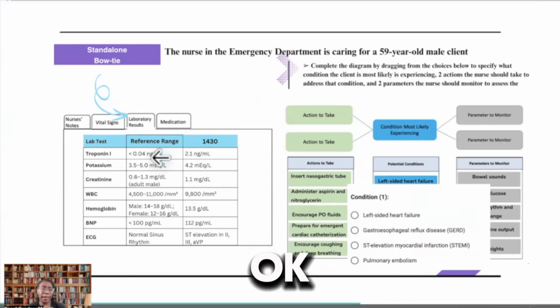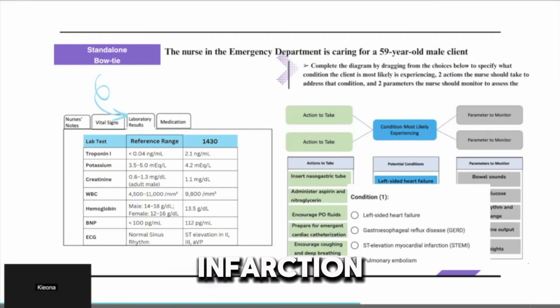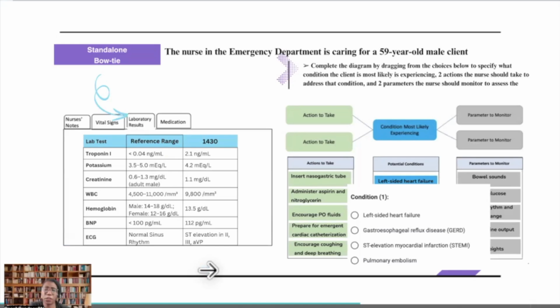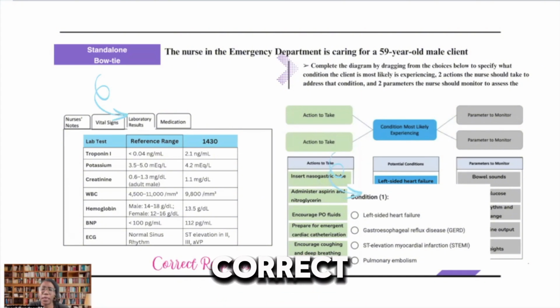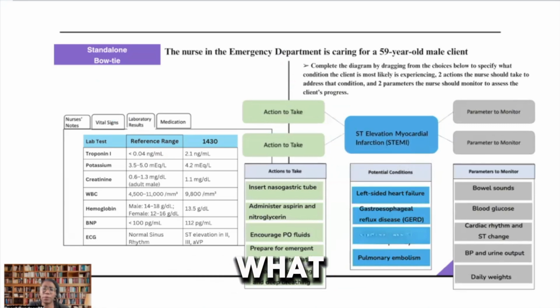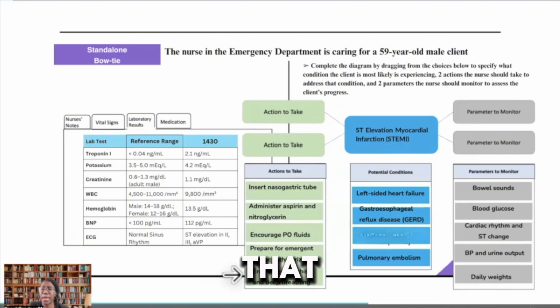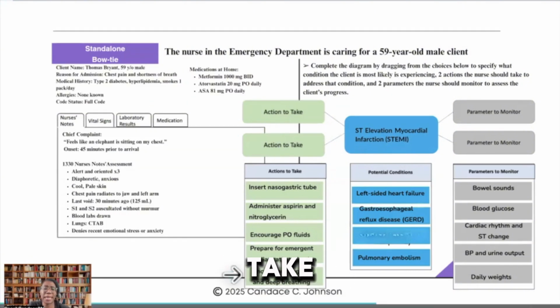Based on the information we have, are you ready? Yep, I think it is ST elevation myocardial infarction. Let's see if your first one is correct. We'll take it step by step. Yes, absolutely. It's an ST myocardial infarction. You are ready to go. And this is what it would look like, you clicking and dragging it up there. I got a little animation there for that. And you're ready to move forward to our actions to take.